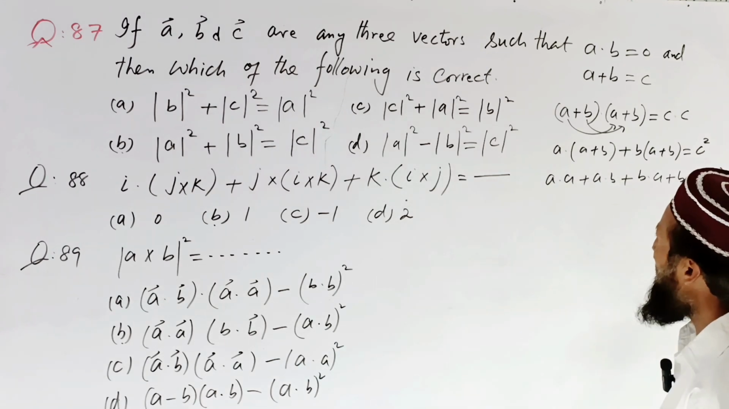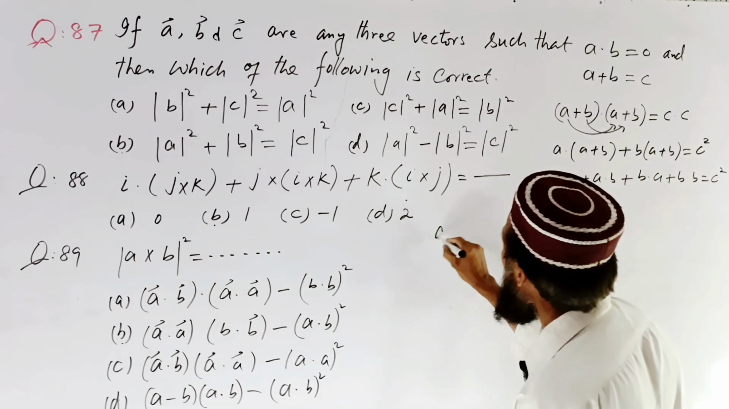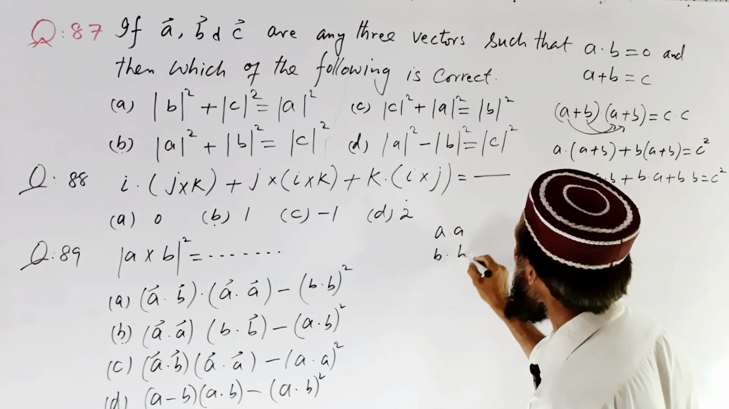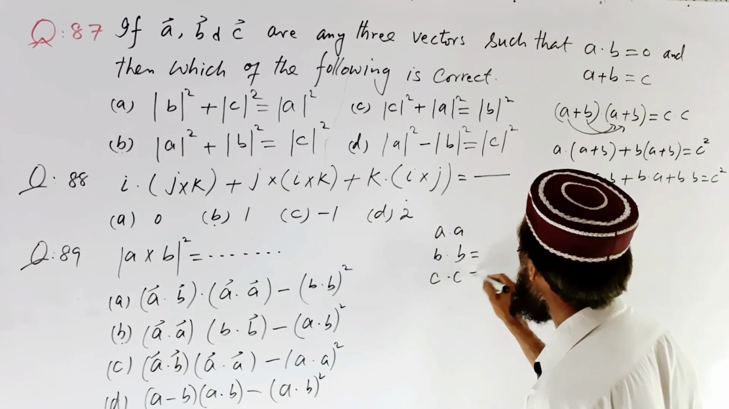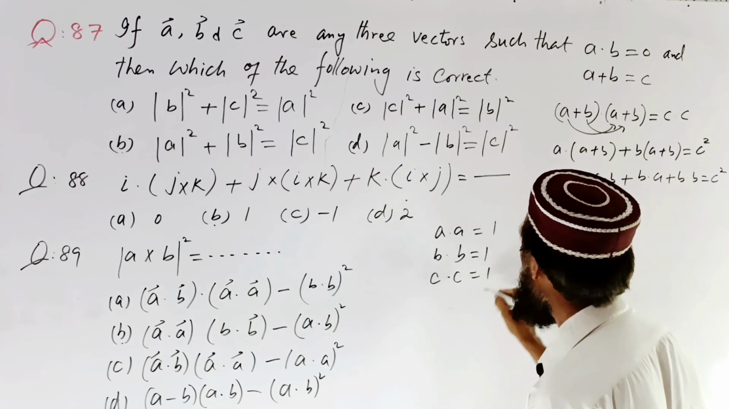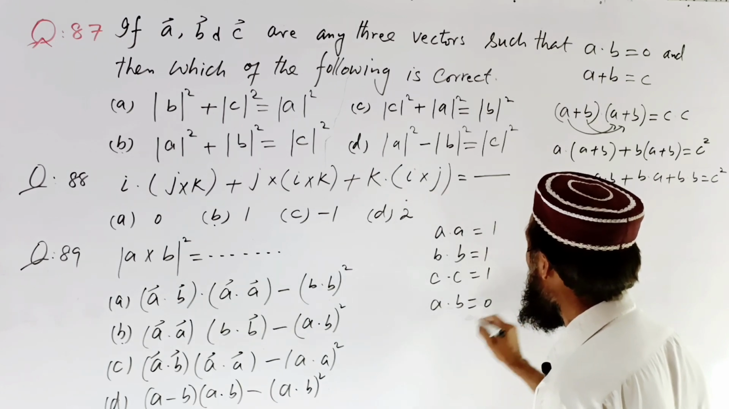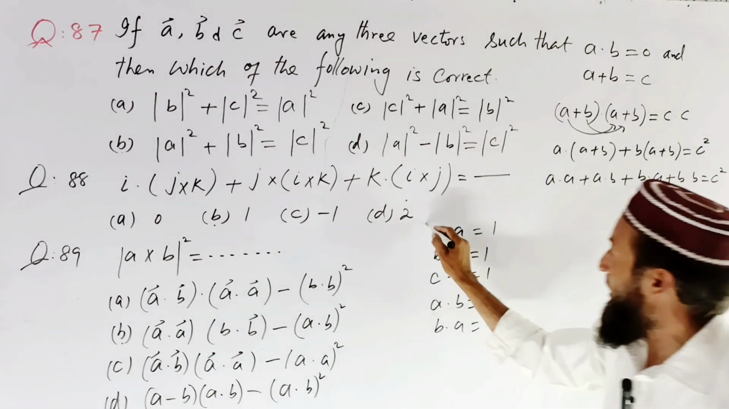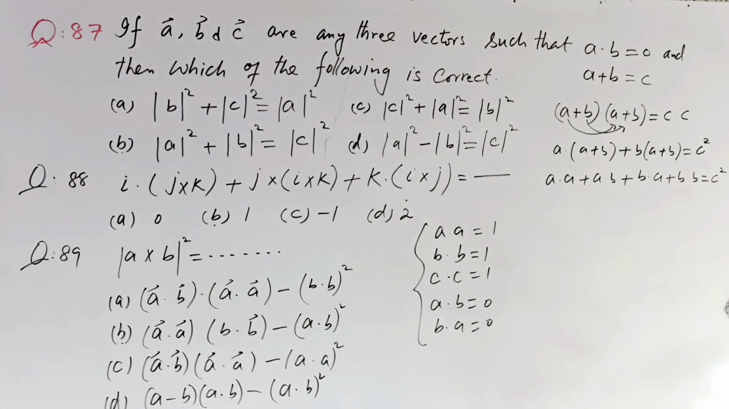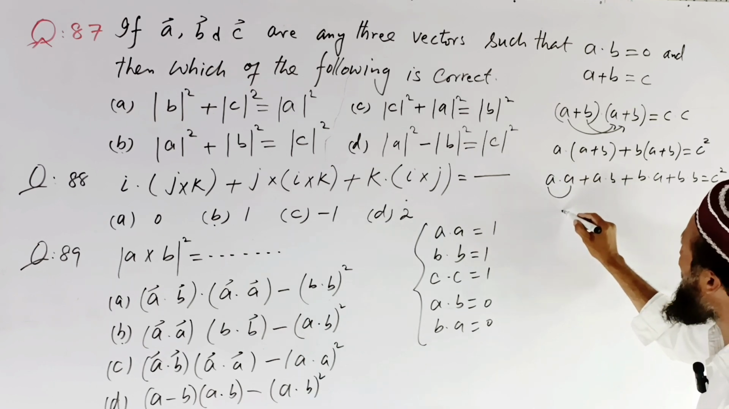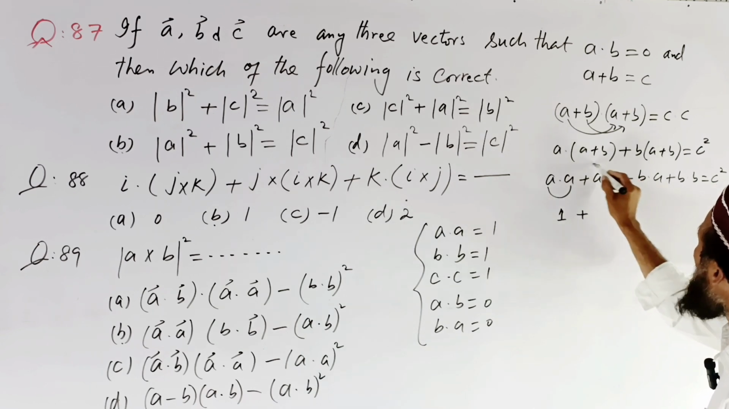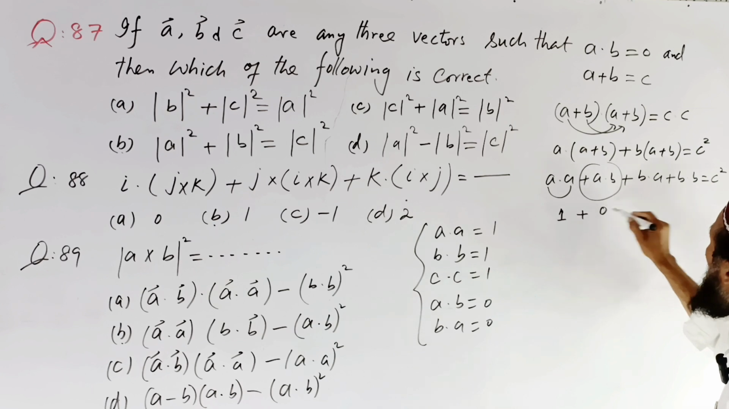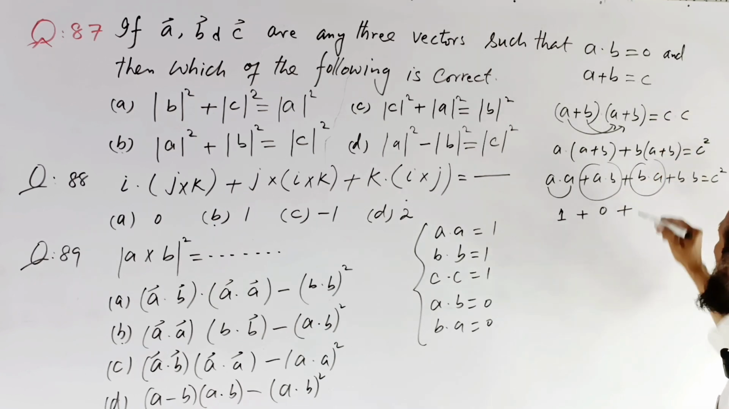So A dot A, B dot B, and C dot C are equal to 1. This is the property. If A dot B is equal to 0 and B dot A is equal to 0, these are the dot products or scalar products we are using here. A dot A gives 1, plus A dot B, already given by the condition as 0, plus B dot A also 0, plus B dot B is equal to 1, is equal to C square.